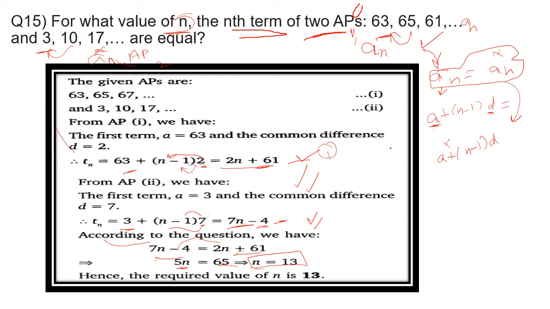You can also check it by yourself by finding the 13th term of both these APs, putting n equal to 13 here and n equal to 13 here. You will get a similar value for the 13th term of both. Okay, I hope you understood this question. Moving on to the next question.